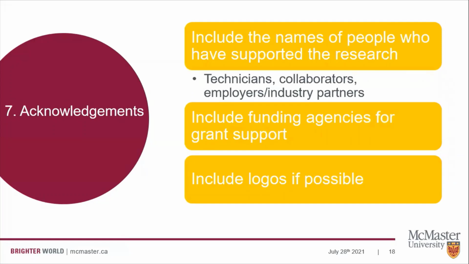Finally, there'll be an acknowledgement section. This is where you can include the names of people who have helped support the research. So any technicians, collaborators, industry partners, and sponsors. And you're going to want to include all funding agencies and grants which help support your work. And ideally, you'll include the logos of those organizations if possible.